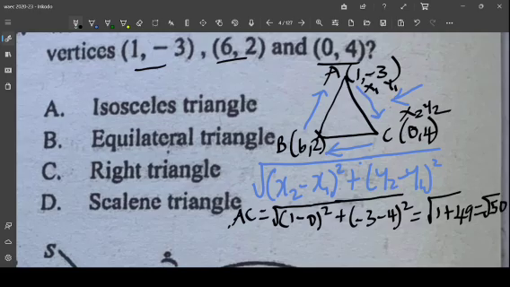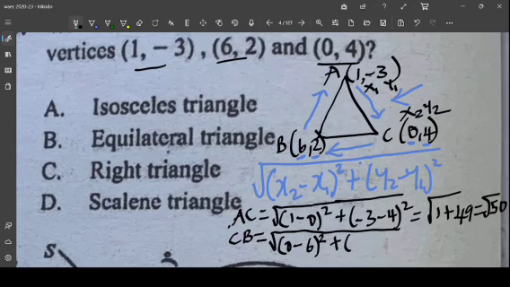Now let's move to the distance from C to B. Using this same formula, I'll proceed. In this case, this is x1, this is y1, then this is x2, y2. It's as simple as that. So I'm going to have 0 minus 6 all squared plus, what's the other one? 4 minus 2 all squared. Now what is 0 minus 6? It's -6.